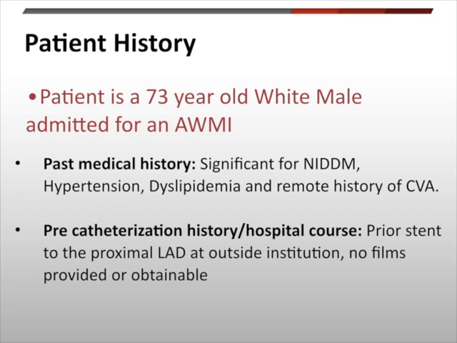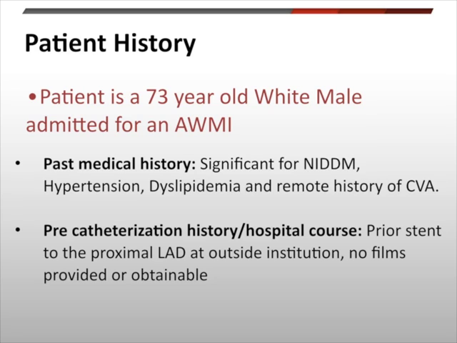A brief history of the patient. The patient is a 73-year-old white male who is being admitted with an acute anterior wall MI. The patient has a past medical history significant for non-insulin-dependent diabetes mellitus, hypertension, dyslipidemia, and a remote history of CVA.